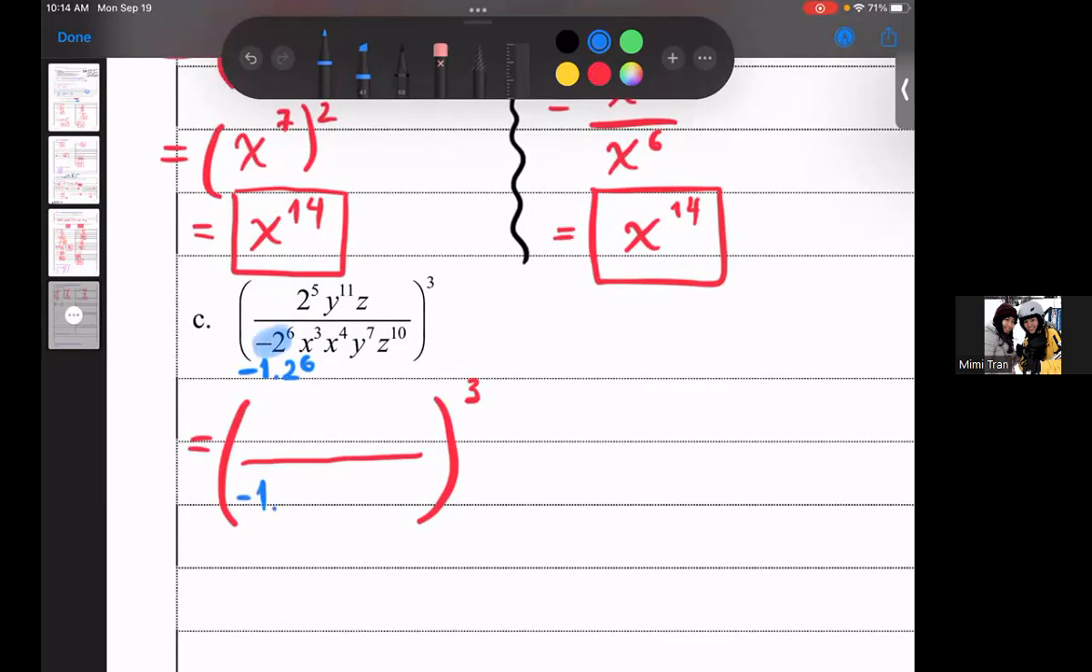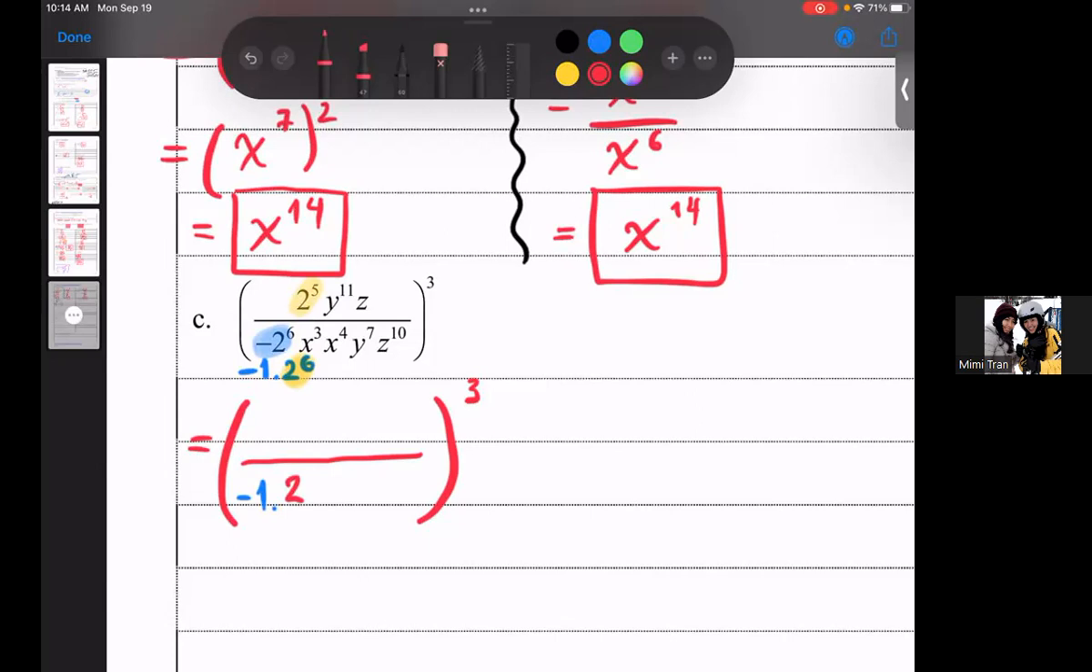All I care about, how do I simplify 2 to the 5th and 2 to the 6th? Can someone tell me? 2 to the 5th, 2 to the 6th. Yeah, the 2, top or bottom? Bottom, right, bottom. 6 minus 5 is 1, so 2 to the 1st, which is 2.